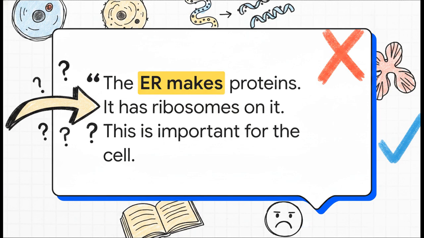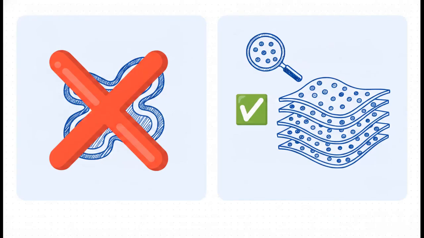You're describing basic biology, sure, but you aren't explaining the science in a way that Cambridge mark schemes can actually reward. Basically, you're leaving points on the table by writing general textbook summaries instead of applying absolute precision. Now, let's contrast that flawed attempt with a genuinely top-band examiner response. Instead of just saying, the ER makes proteins, a top-scoring candidate writes something like this. The rough endoplasmic reticulum, covered in 80S ribosomes, is the site of protein synthesis.